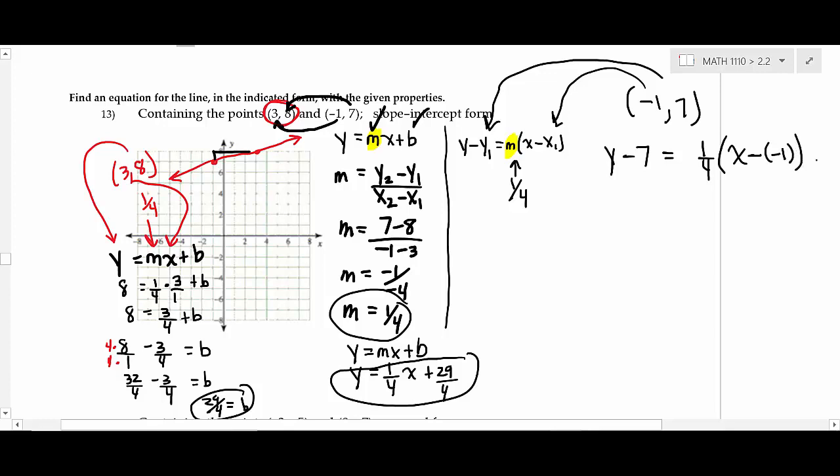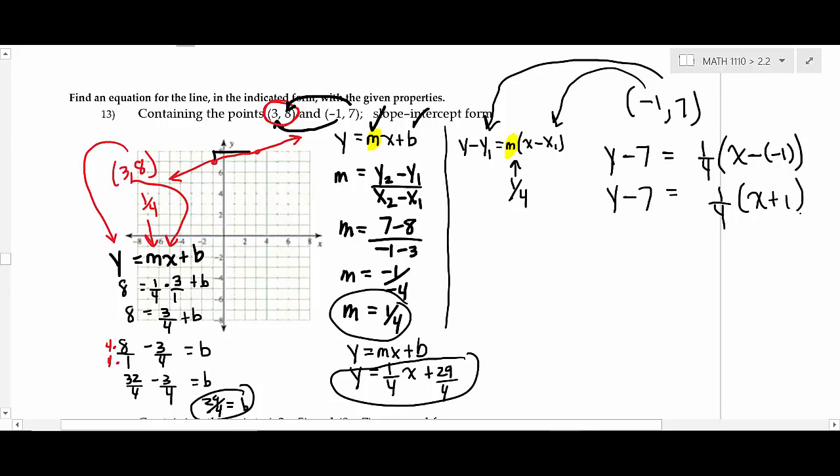And remember, the formula says x minus x1. I see students slip up on that a lot. It's subtracting a negative, okay? So now what that's going to give is y minus 7 equals 1/4 times x plus 1. Okay, everybody with me there?